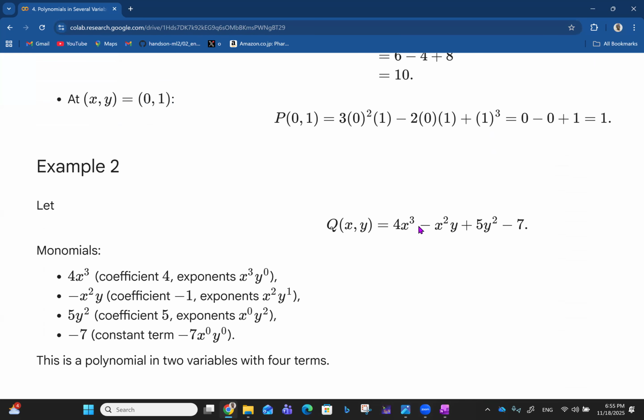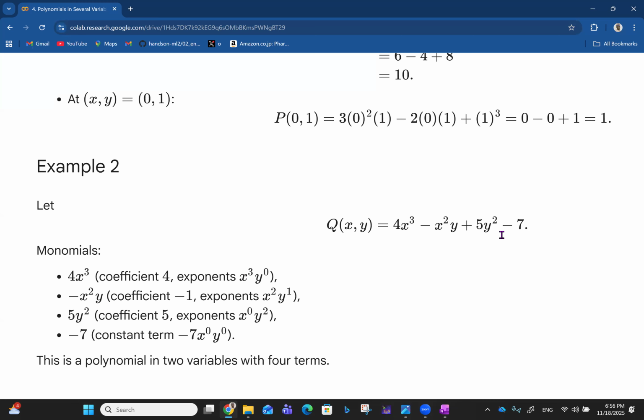Let q of x, y be 4x cubed minus x squared y plus 5y squared minus 7. So 4x cubed is the first monomial with coefficient 4 and exponents 3 and 0 because the exponent of x is 3, the exponent of y is 0 because y is not available there. The second monomial is minus x squared y, so the coefficient is minus 1, and the exponents are 2 for x and 1 for y. And then the third monomial is 5y squared with coefficient 5, exponents 0 and 2, 0 for x and 2 for y.